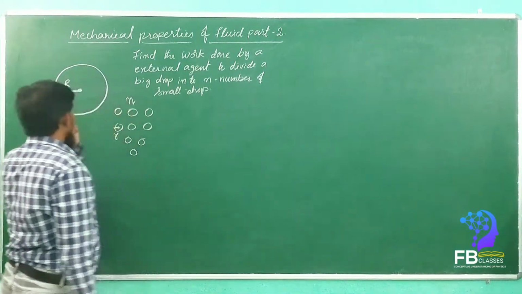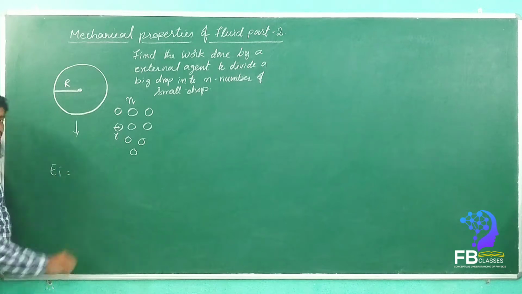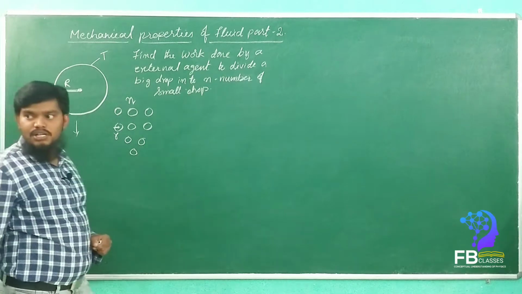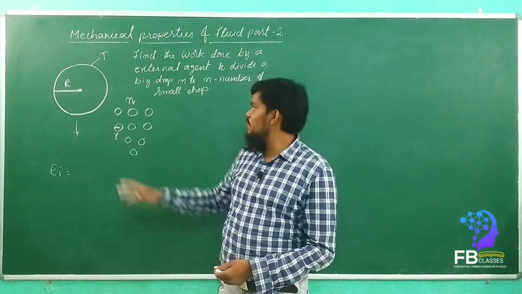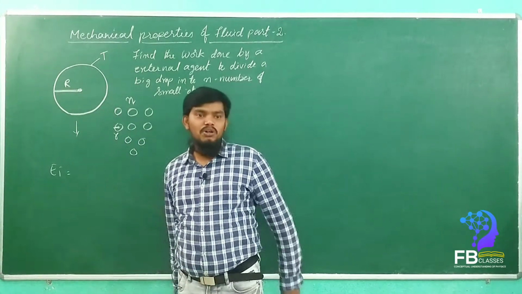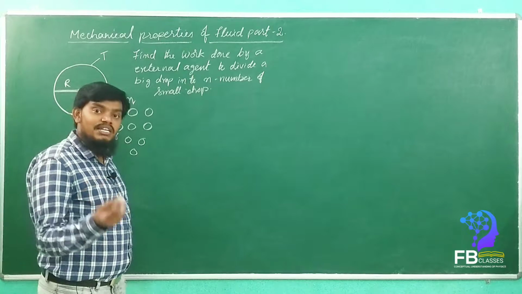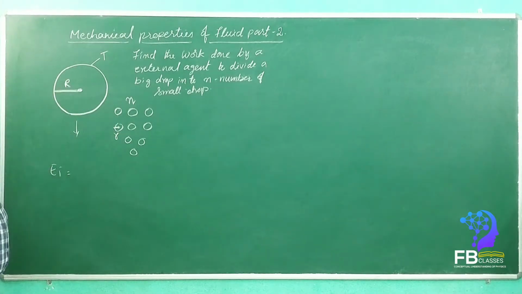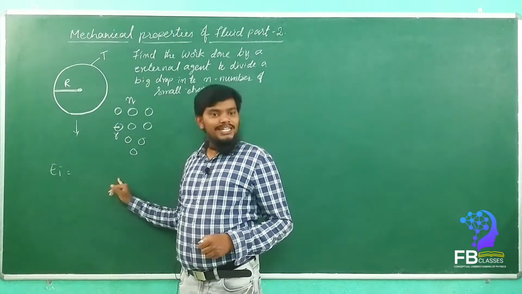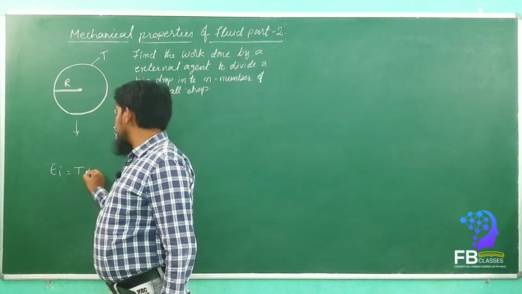Now see here. What is the initial energy here? Initial energy U initial, where the surface tension is T. T is a constant, because with the same liquid we are making n number of small drops. Surface tension is different for different liquids, but the same for the same liquid. So the initial energy is surface tension into area. Just now we learned it.